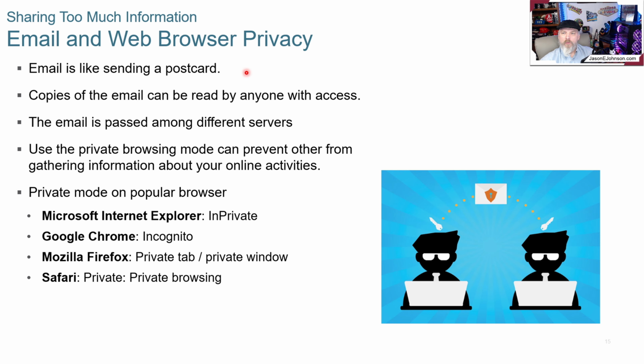And then we have email and web browser privacy. Email is like sending a postcard. It does track back to you. It's got IP information. You can look in an email header and you can find all kinds of good information on someone. Copies of the email can be read by anyone with access to it. The email is passed among several different servers. So if you're not using an encrypted email service, it can be read. I use Proton Mail. Again, not an advertisement. I'm not saying go get Proton Mail. It's just a personal one that I use.